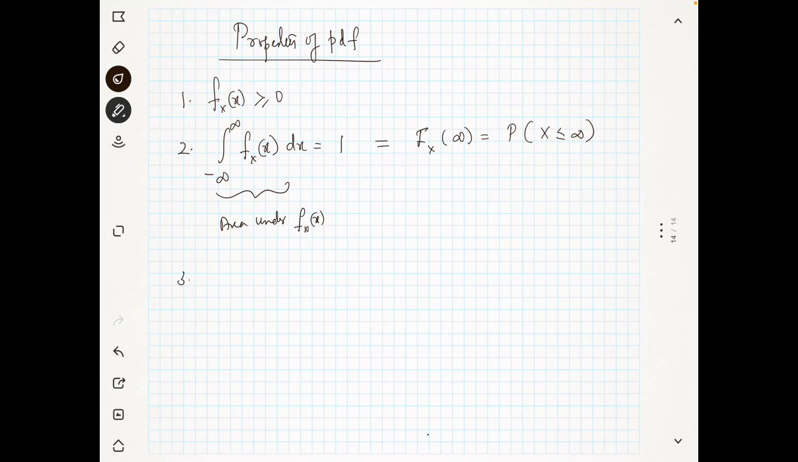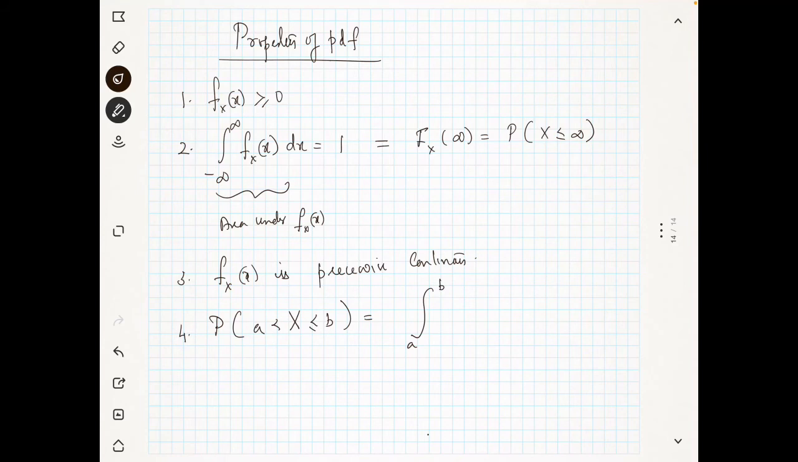Next, fx of x is piecewise continuous. Piecewise continuous, it's always a continuous function, piecewise also. The next property is a very important property, the probability. If you want to find the probability of a random variable x between the points a and b, then you just need to integrate from the point a to b of fx of x dx.